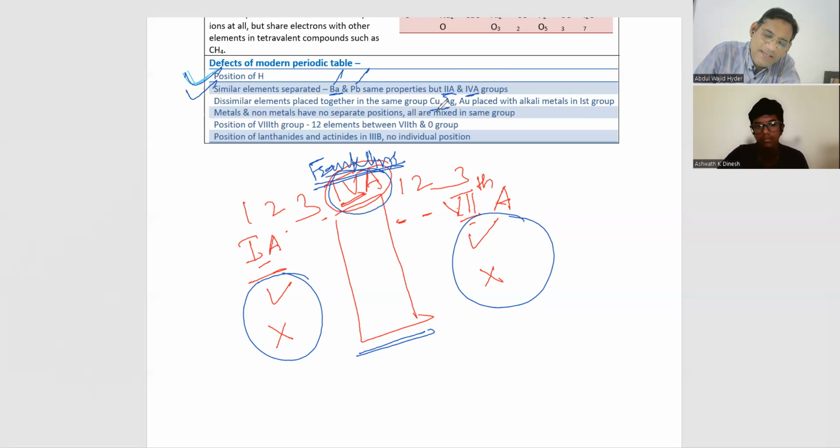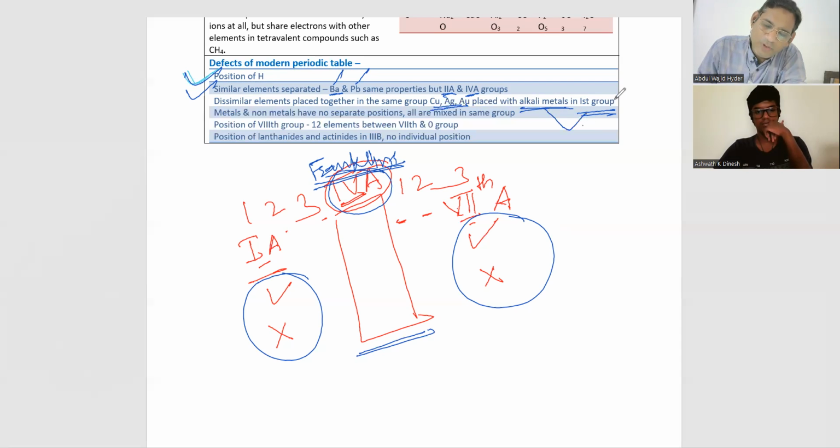See, copper, Ag, Au, they are placed in the 1B group. And alkali metals are there in 1A. So now in the long form periodic table, both are there in 2 different groups, but at that time they were in the same group. So these are heavy metals and these are light metals. So they should not be kept together. So both were there in the first group.